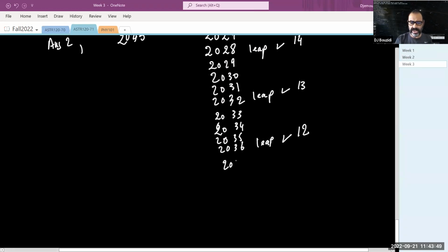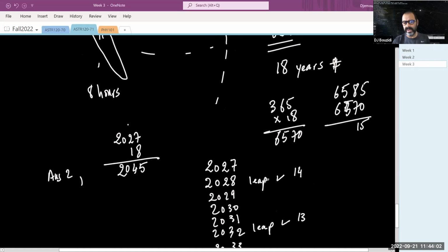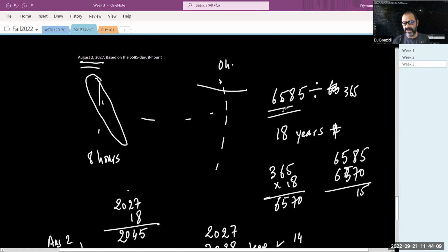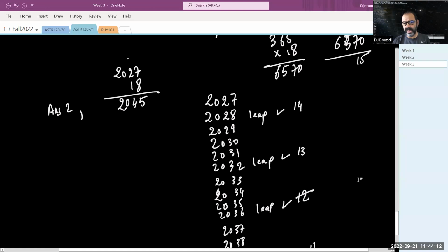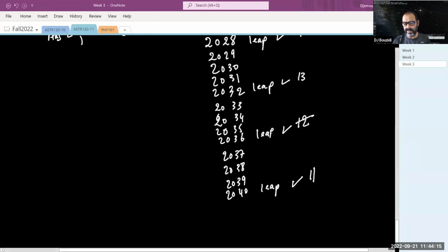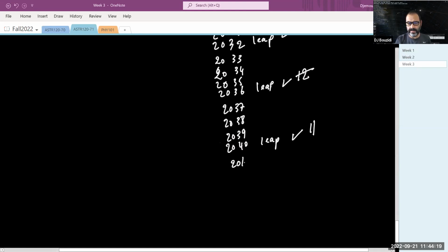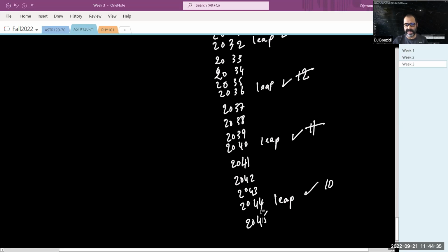Still not over. So we need to go to 2037, which is a normal year, 2038, 2039, and then 2040 is also a leap year. That too will consume another day, and we'll be left with 11 days from that difference. Remember, 18 times 365 is 6,570, but we actually have to do 6,585, so we have a difference of 15 days, and each time we hit a leap year, we consume one of those extra days. Again, 2041, 2042, 2043 are normal years, and 2044 is also a leap year, so that leaves us with just 10 days. The next year is a normal year, 2045, when we predict the eclipse is going to happen.